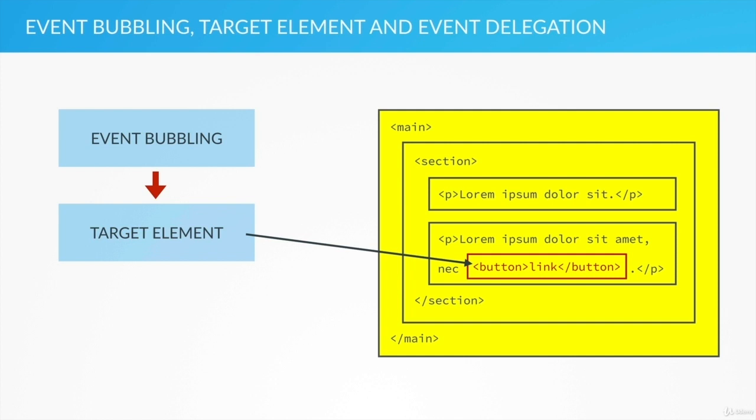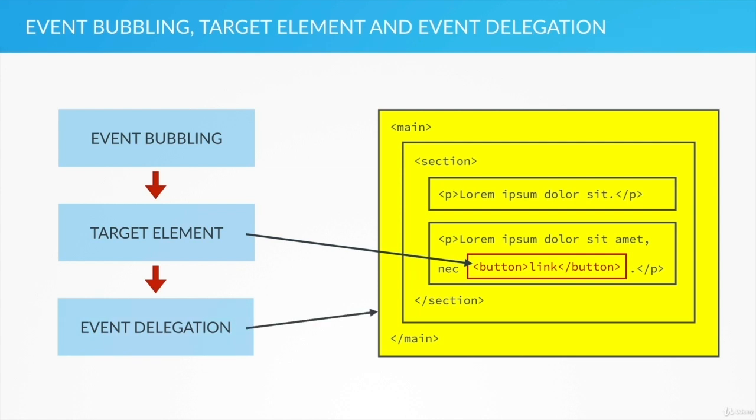And that brings us to event delegation, because if the event bubbles up in the DOM tree, and if we know where the event was fired, then we can simply attach an event handler to a parent element and wait for the event to bubble up. And we can then do whatever we intended to do with our target element. And this technique is called event delegation. In this example here, we could simply add the event handler to the main element.